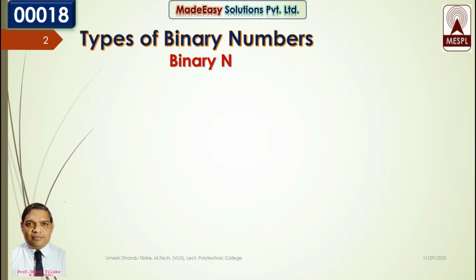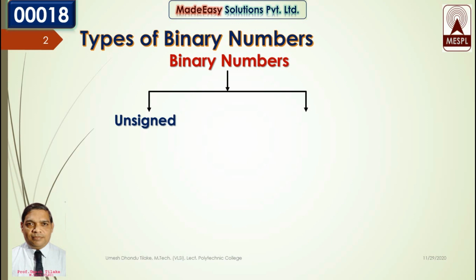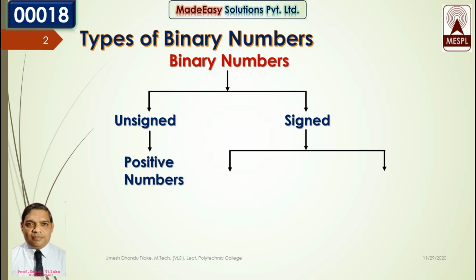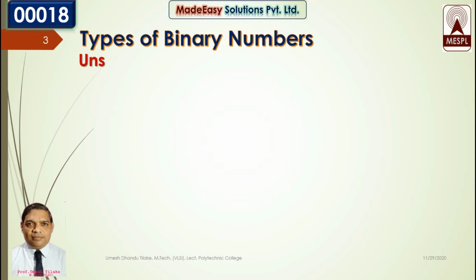Binary numbers are classified into two types. First is unsigned binary number and the other is signed binary number. The unsigned numbers are positive numbers by default, whereas signed numbers are classified into two types. First is positive numbers and second is negative numbers. So let's see unsigned binary numbers representation.